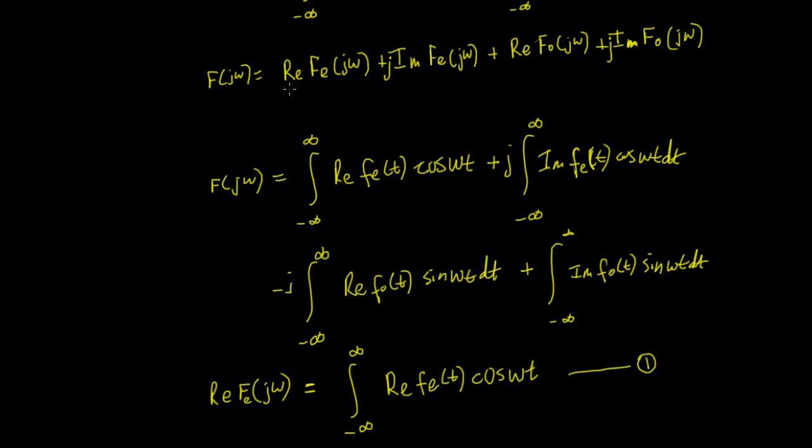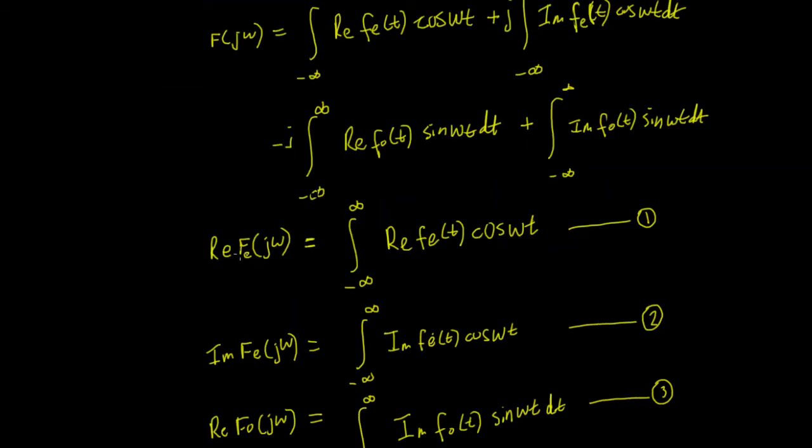Okay, so the first one's easy enough. The real even part in the frequency domain is equivalent to the real and even part in the time domain, and the imaginary even part in the frequency domain is equal to the imaginary even part in the time domain. Okay, so we've ended up with these two equations, equation 1, equation 2.